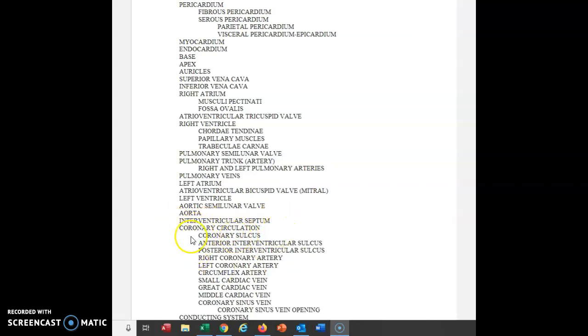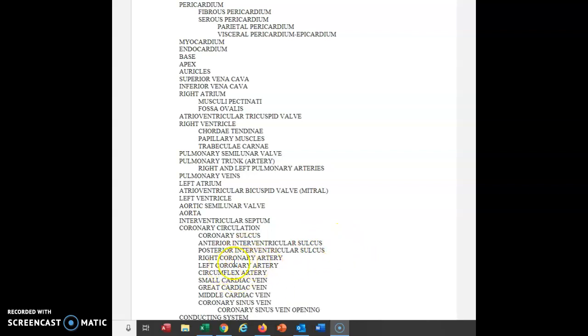Now, the next area we want to talk about is the coronary circulation, which we're going to include both the blood vessels that are in the coronary circulation, and the grooves in the heart where the blood vessels lie. So you're going to notice the term coronary sulcus, anterior interventricular sulcus, posterior interventricular sulcus, but I want you to add in that the groove, the anterior interventricular sulcus, holds the anterior interventricular artery. In the posterior interventricular sulcus, in that groove, is a posterior interventricular artery. So you will be responsible for both the sulcus and the artery that lies in them.